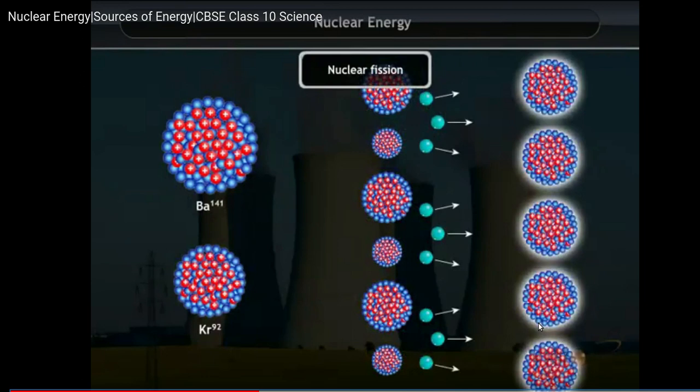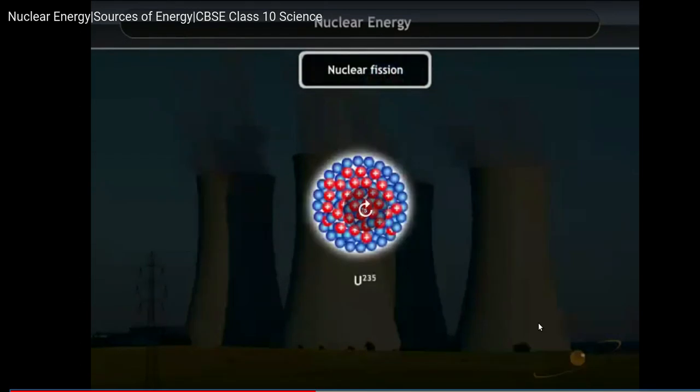So in our case, when we want to generate electricity out of it, we will control the nuclear fission so that this chain reaction does not happen. If it happens, then what's the point? We don't want to create an atom bomb, right? We want to create electricity. We want to create electrical energy from this nuclear energy. So we control it.